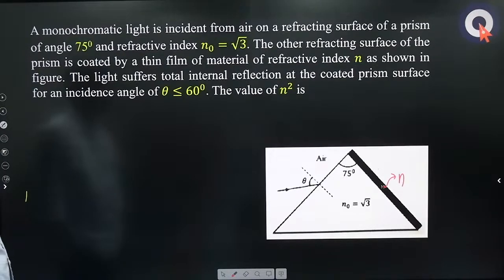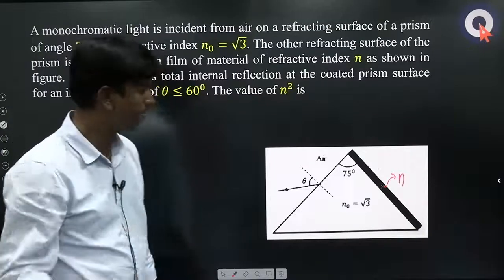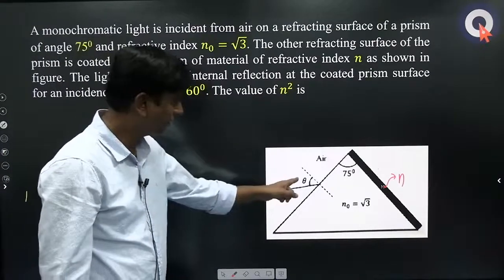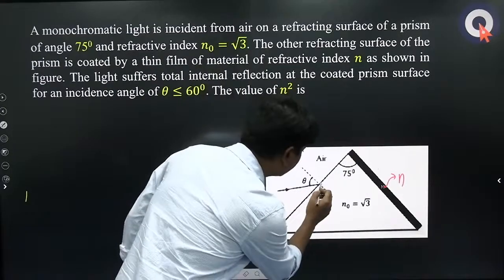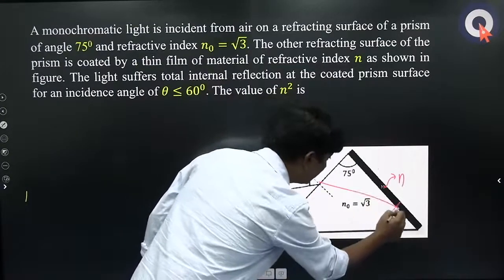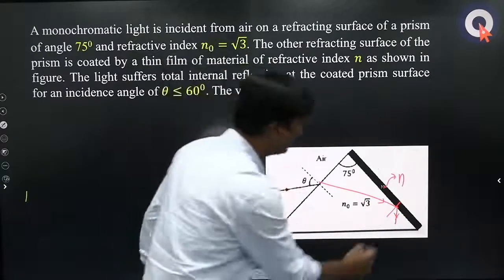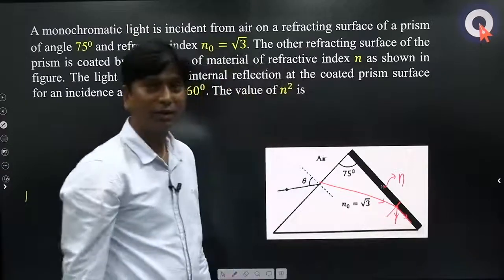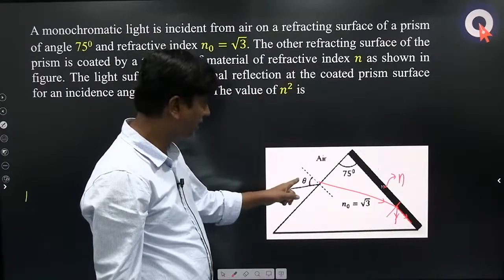Theta is less than or equal to 60 degrees. Okay, so that means if theta is exactly 60 degrees, then here it will bend towards the normal like this, and here it will have a total internal reflection, let us say. Exactly 60 degrees means it will have a grazing like this. If theta is less than 60, then theta is less than 60.